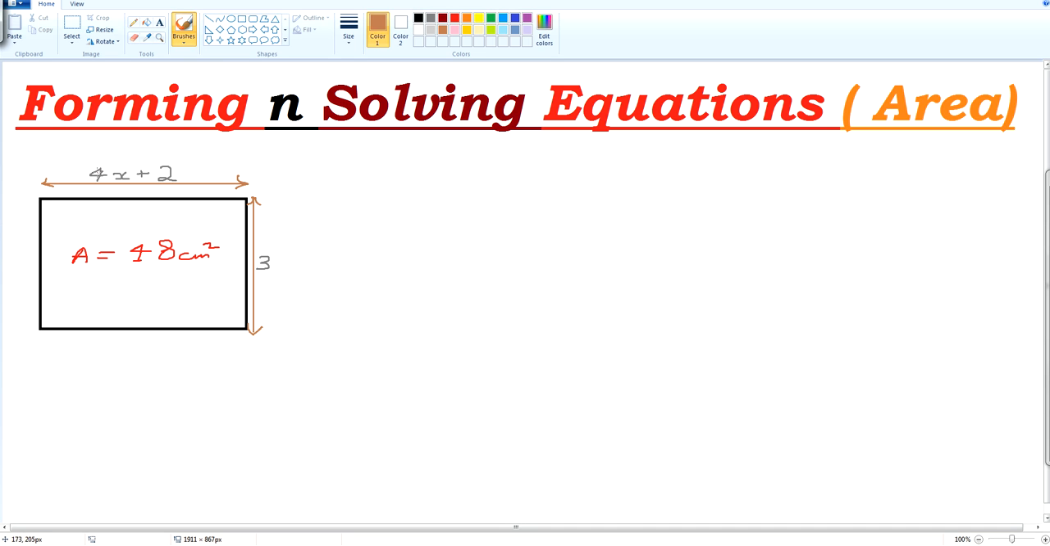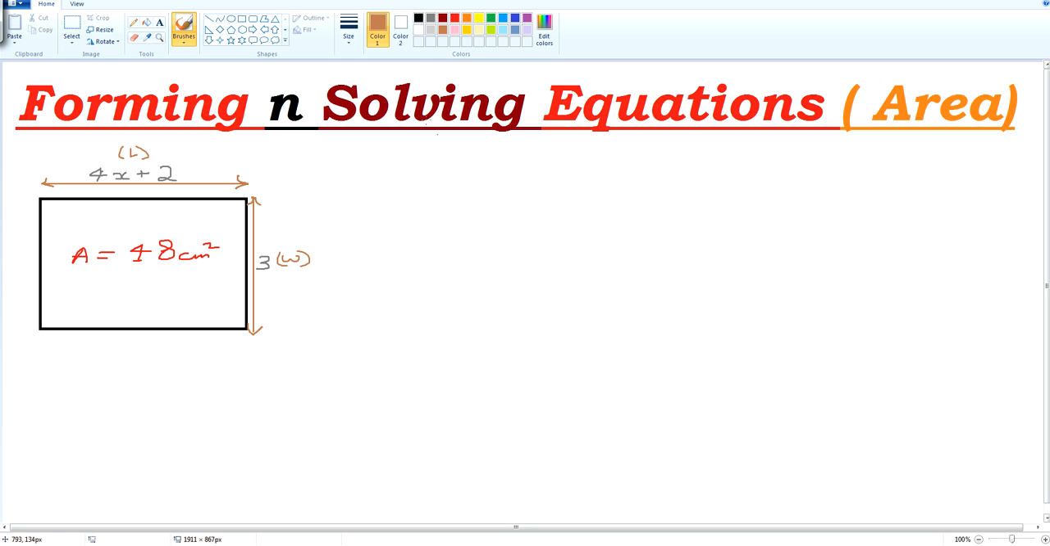They've given it as 4x plus 2 and the height as 3, or length as 4x plus 2 and the width as 3. You can call whichever one you like length and whichever one width, but I normally call the one here in front my length, and this one here my width. Now we need to work out the value of x.